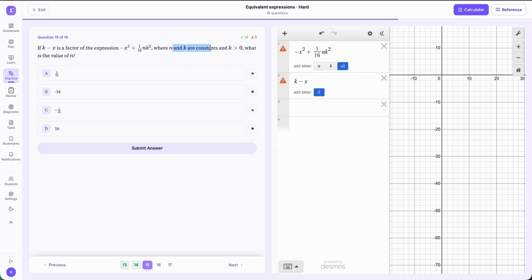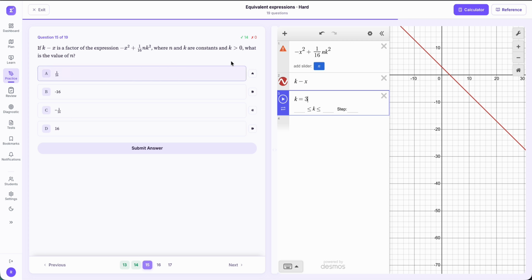But here's the general rule. As long as the question's not about those constants, you can plug something in for them. In this case, the question is, what is n? I can't plug in whatever I want for n, but I can tell it k is 3 in this case. They told me it had to be something greater than 0, so I go with that. Now, I still need to know what n is. That's why this one still has an error, but that's what the answer choices are. The answer choices are possibilities for n.